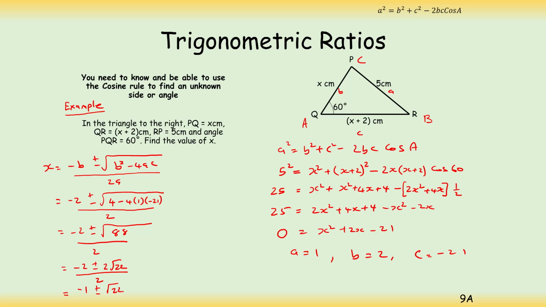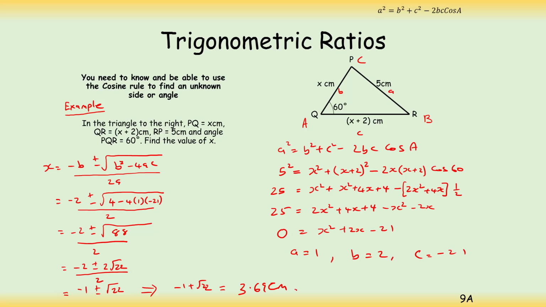Now our solution can't be negative, so it's got to be positive. So this implies that our solution has got to be minus 1 plus root 22. When I plug that into my calculator, minus 1 plus root 22 is equal to 3.69 centimeters. Job done.